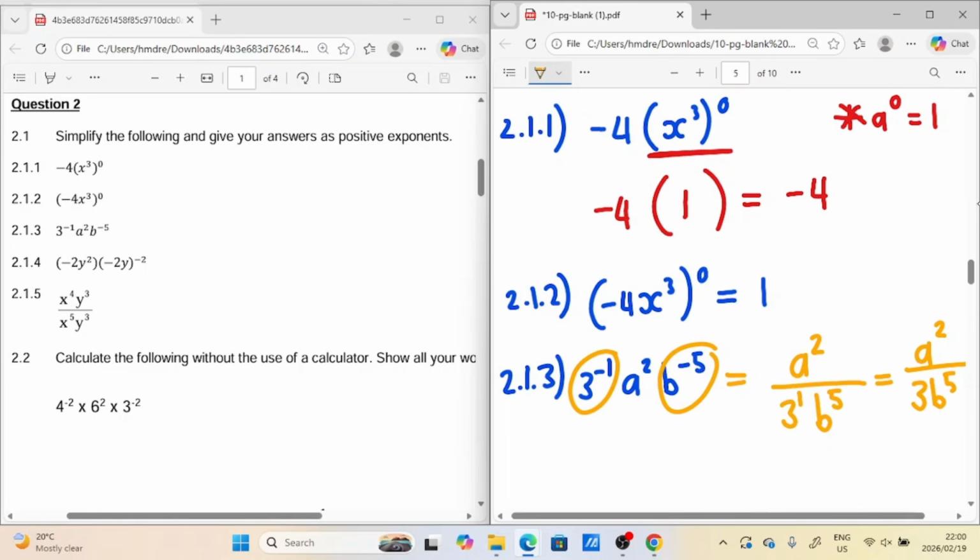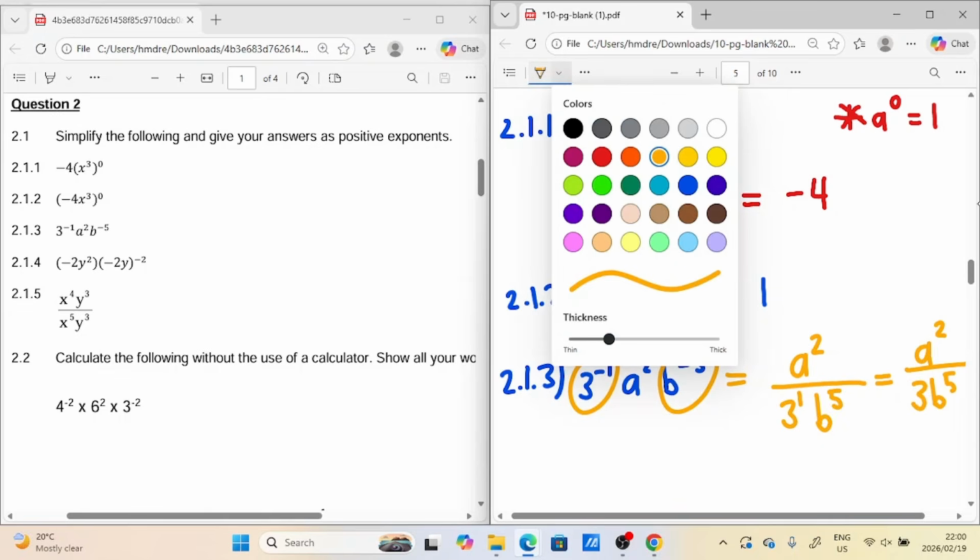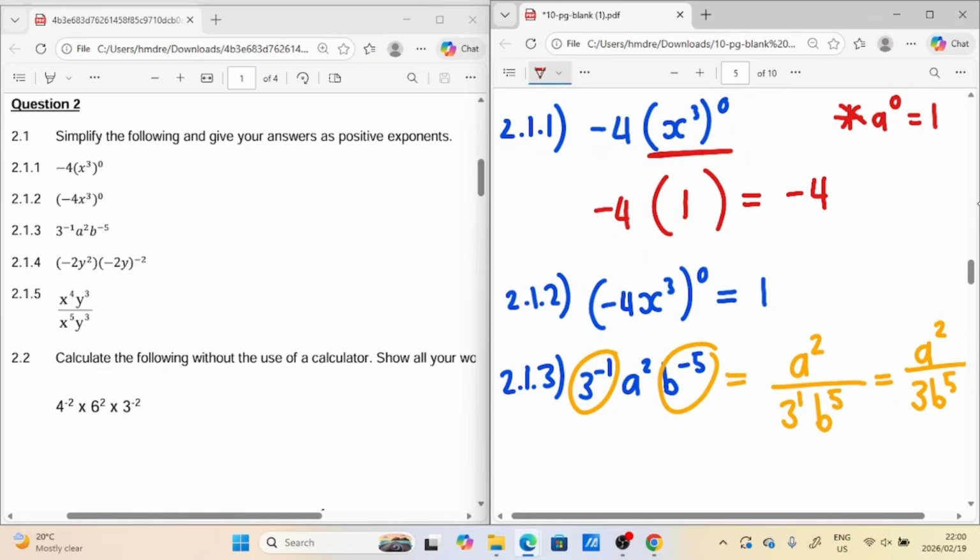Okay, so this one wasn't much simplifying to do. What they were checking is, do you know how to write it with positive exponents? So it's just to say a to the minus 1, you can write this as 1 over a to the positive 1. That's the law we used for that one.